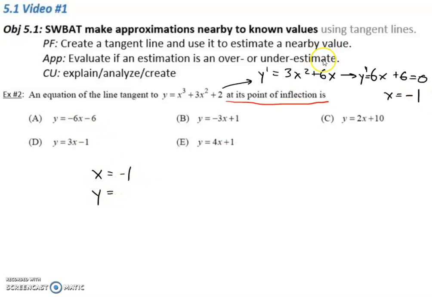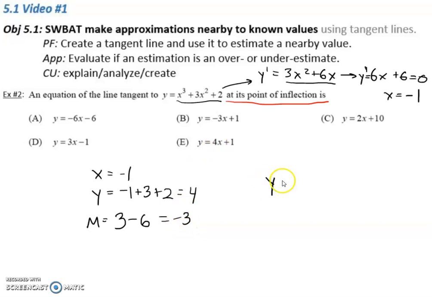Our y value is going to be what we get when we plug -1 into our original equation. So that's going to be -1 plus 3, because -1 squared, plus 2. So this comes out to 4. And then our slope is y prime of -1, so that's up here, 3x squared plus 6x. So that's going to be 3 minus 6 when you plug in -1, which is -3. Our equation is then y minus 4 is equal to -3 times x plus 1.